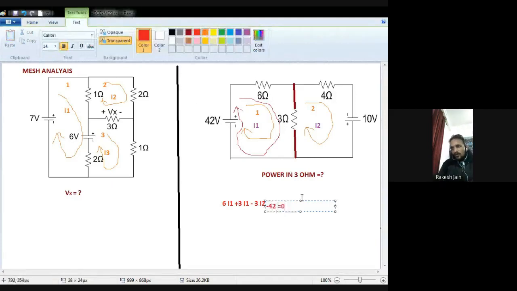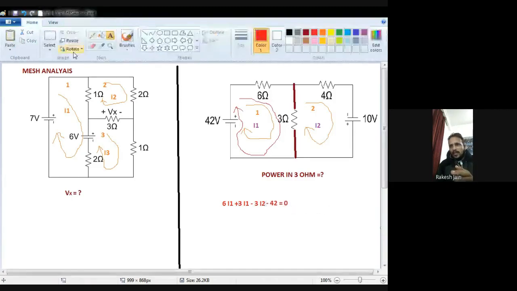And what we actually write in mesh analysis is the Kirchhoff voltage law. And what is Kirchhoff voltage law? In any closed path, in any mesh, in any loop, the sum of the voltages is always equal to 0. So we write all the voltages, and that is equal to 0. So this is for the first mesh. This is my first equation.